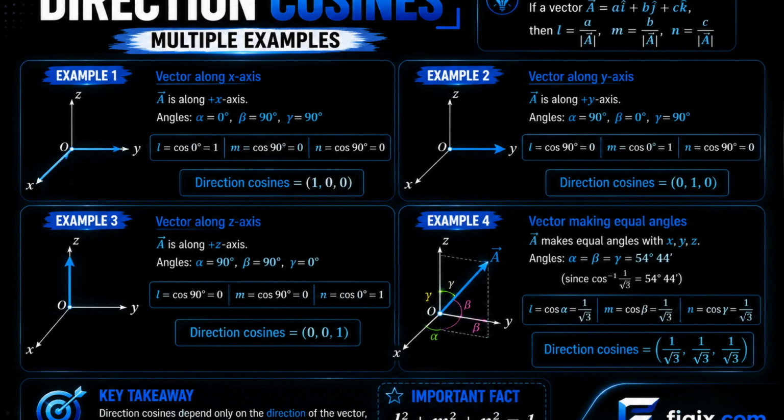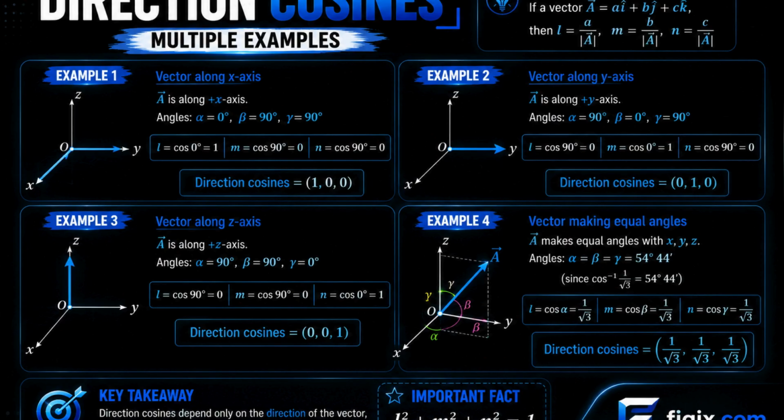The corresponding angle is inverse cosine of 1 divided by square root of 3, which is approximately 54 degrees 44 minutes. Therefore, the direction cosines become 1 divided by square root of 3, 1 divided by square root of 3, 1 divided by square root of 3.